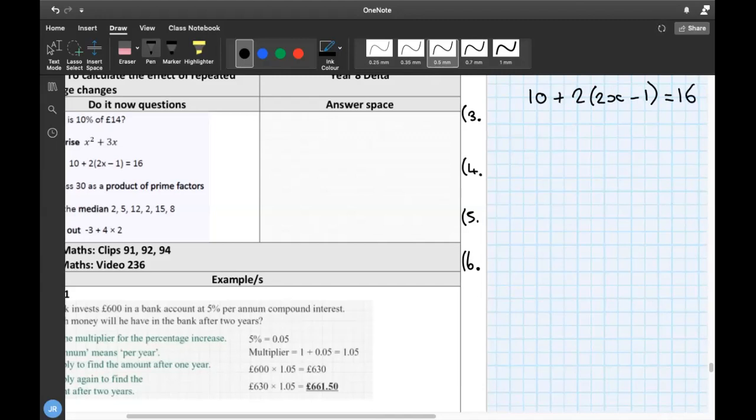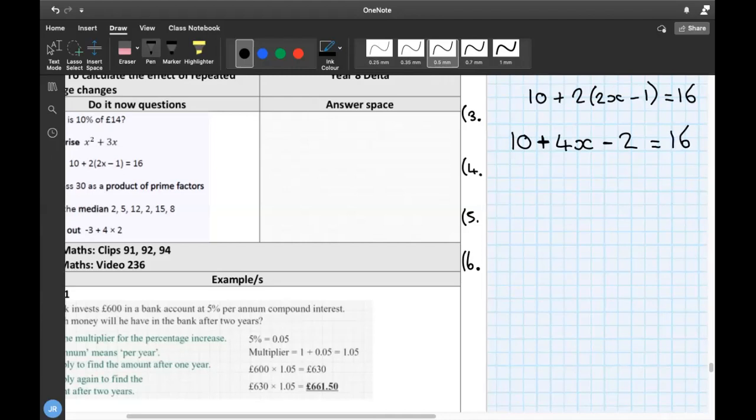Okay, there's a lot going on here. We first need to simplify it by expanding out these brackets. So I haven't done anything with the 10, that will stay the same. Positive 2 times positive 2x is positive 4x. Positive 2 times negative 1 is negative 2. And that's all equal to 16.